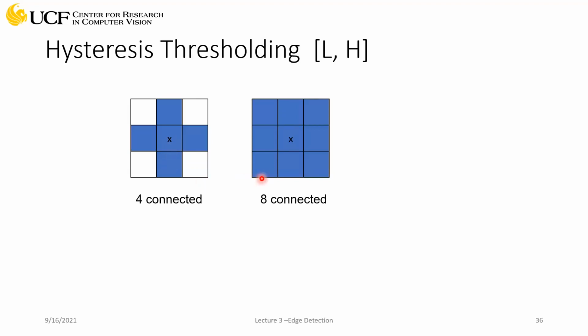And then you can have 8 connectedness. In this case, we not only look at the neighboring pixels, we look at the diagonal pixels as well. So if these two are connected, then we say, okay, there is a connection.